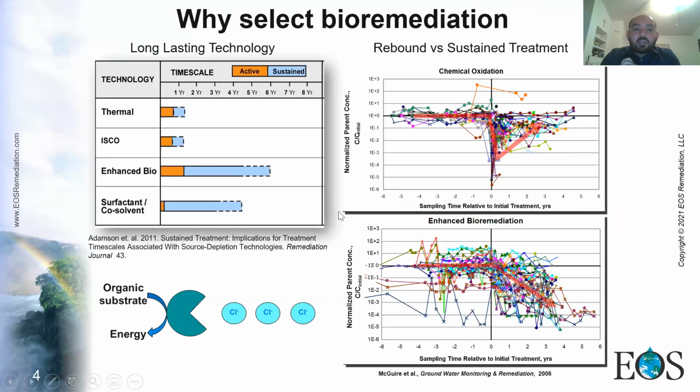The reason why we advocate for bioremediation is that we use bacteria to eat the contaminant compounds in a long-lasting and sustainable way. In fact, when compared to other treatments, for example chemical oxidation, enhanced bioremediation doesn't offer any rebound. That means that once the bacteria eat a contaminant, it's gone for good. And this is true especially for chlorinated compounds.